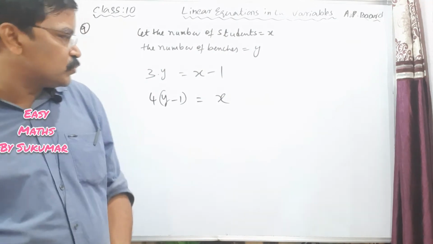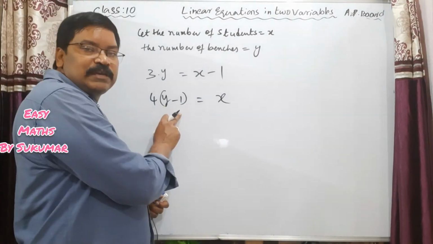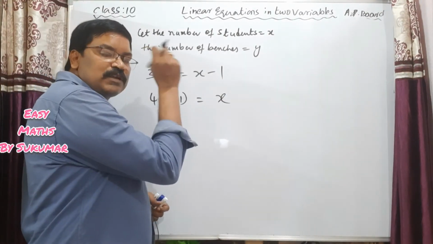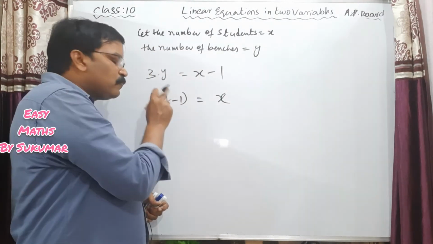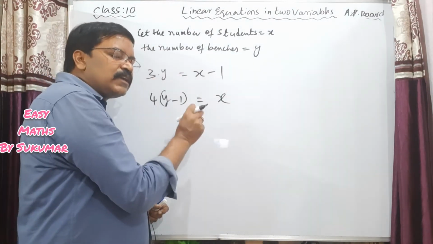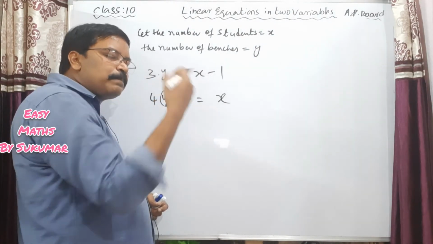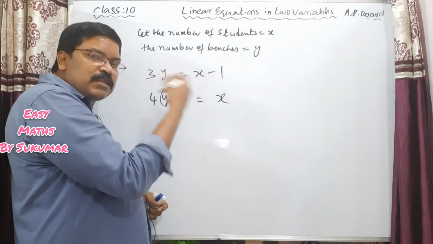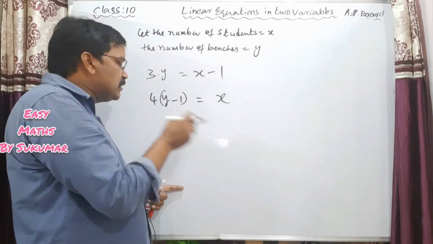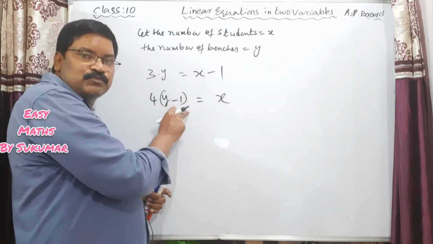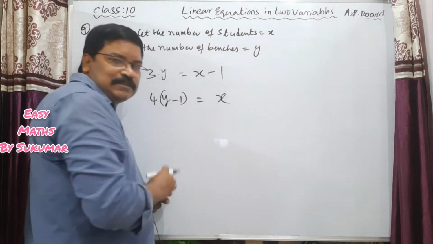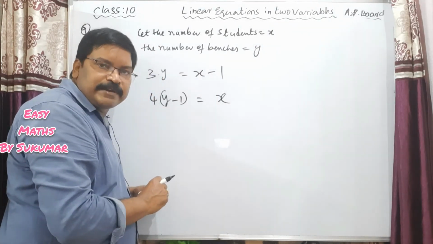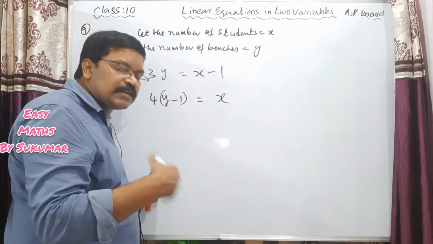Okay. 4 students sitting on each bench, but one bench will be left means actually the number of benches are y. Just remove one bench from that, so the remaining benches are seated by the students. Those benches are y minus 1. So 4 into y minus 1 is equal to the number of students. Did you understand, my dear students? Let me repeat again.